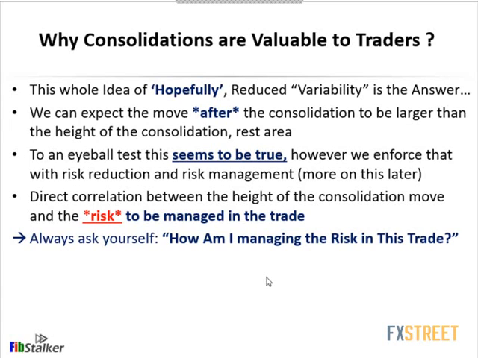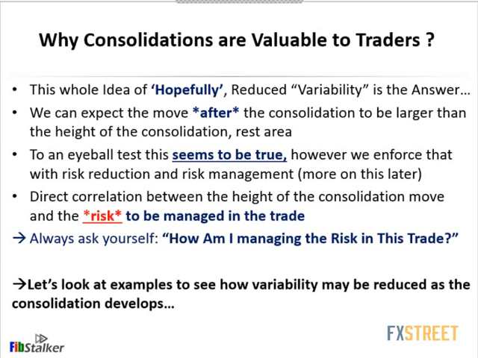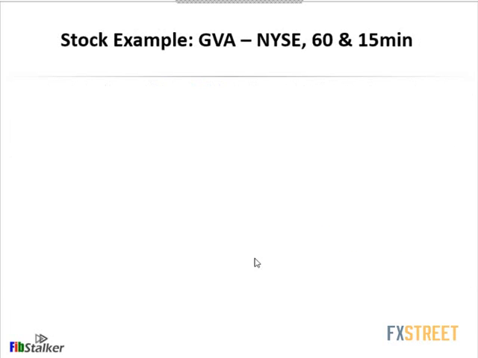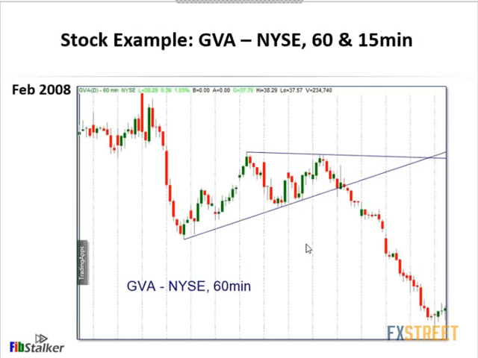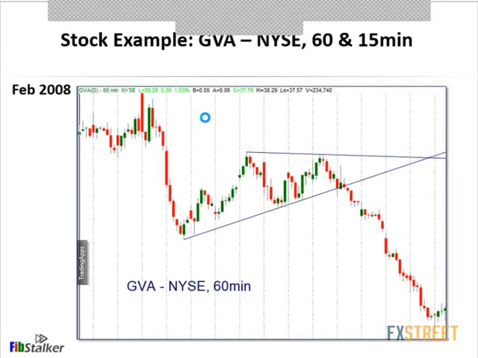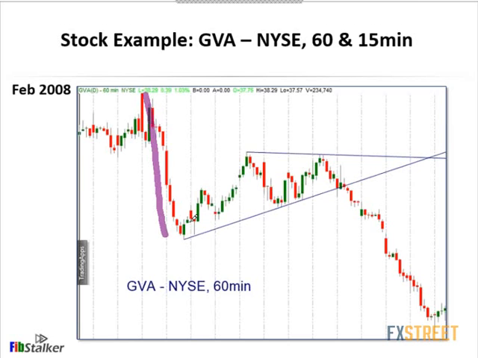Okay, it's all about how you manage the risk. Let's look at an example to see how variability may be reduced as the consolidation develops. Okay, so I'm going to show you Granite Constructions here back in 2008, and then I'm going to show you most recent examples. We have the move lower here, and then we have our consolidation.